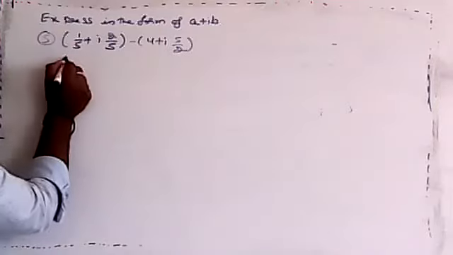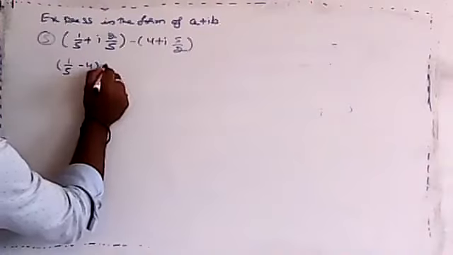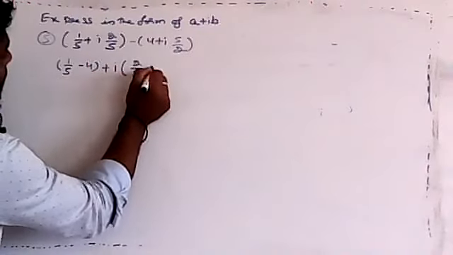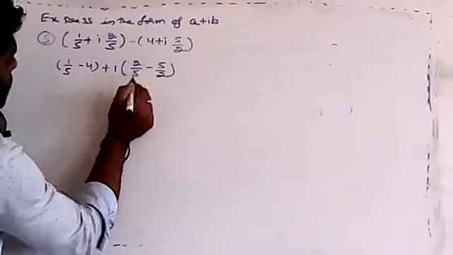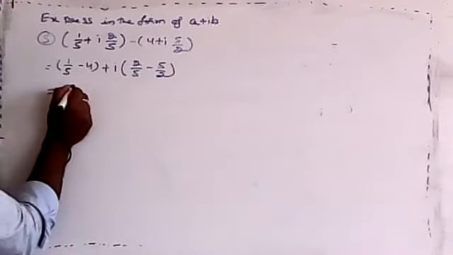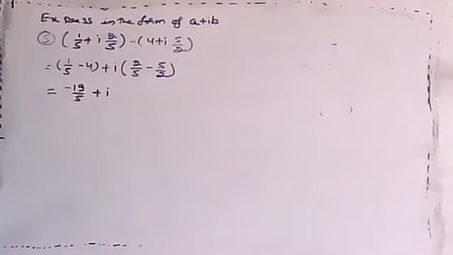What do we get here? Real part is what? 1 by 5 minus 4, plus the imaginary part is what? If I take I common, 2 by 5 minus 5 by 2. Correct? So we'll get what here? Minus 19 by 5 plus I. What do we get here then?